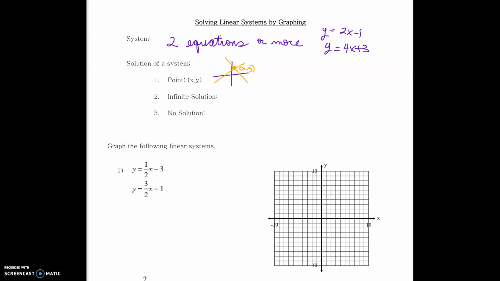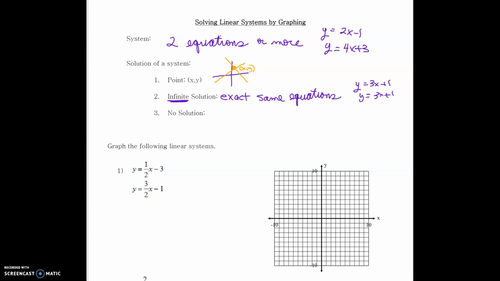Infinite solutions. Infinite means that you have multiple. So that means they have the exact same equations. So what does that look like? Okay, well, y equals 3x plus 1, y equals 3x plus 1. So they're exactly the same.